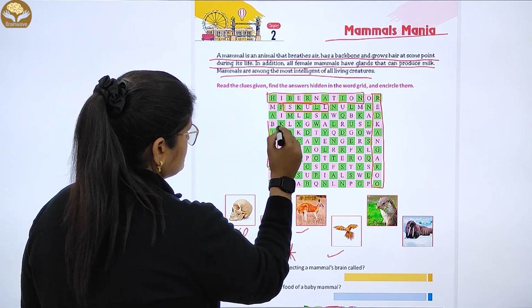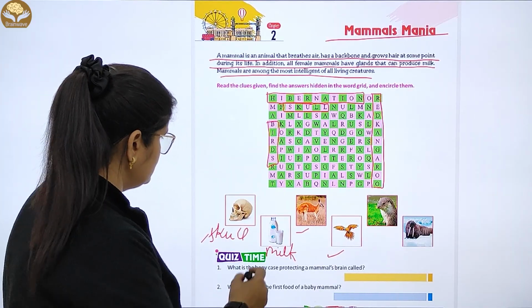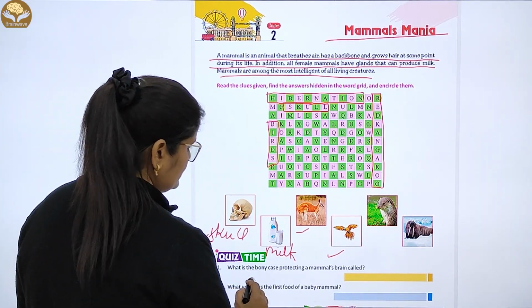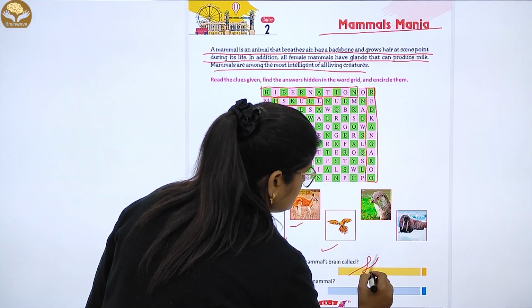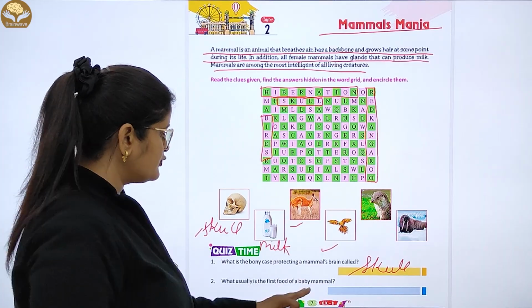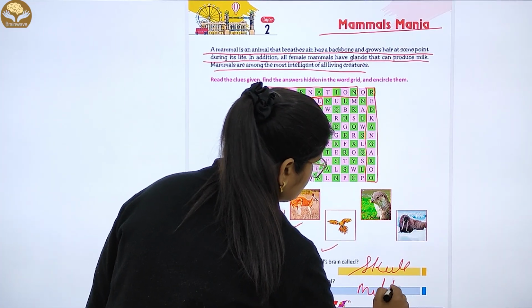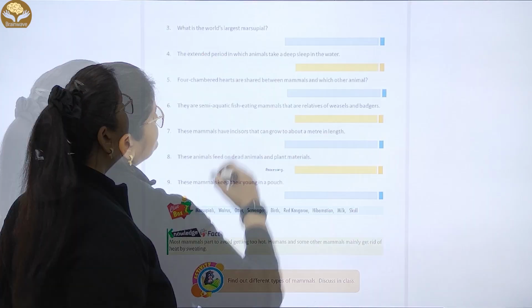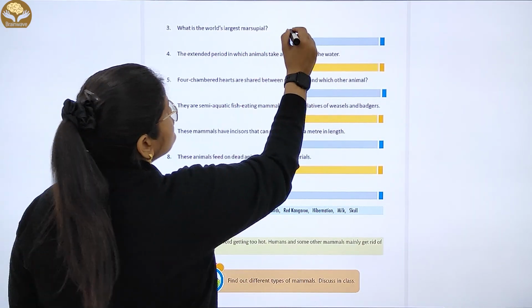This is birds. Next one is otter. हम यहाँ पे भी साथ के साथ फिल कर देते हैं. Number 1, skull. What usually is the first food of a baby mammal? Milk. Okay. Next question. What is the world's largest marsupial? Red kangaroo.